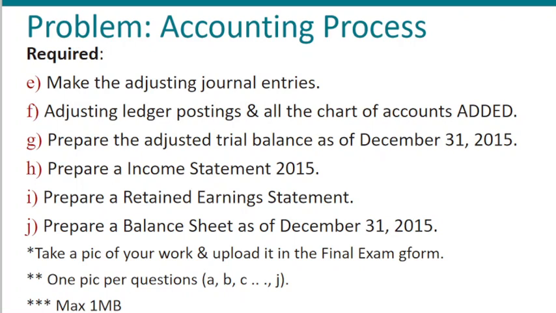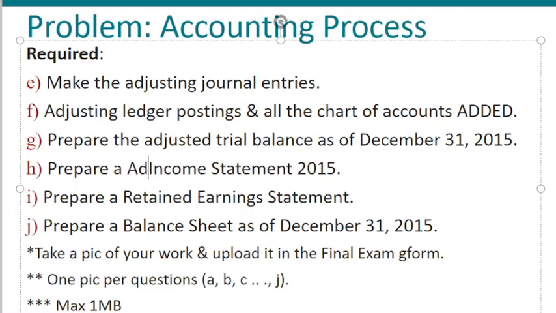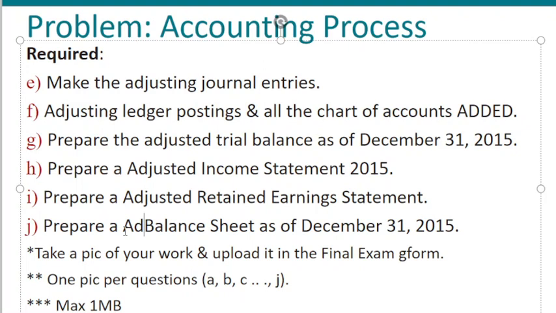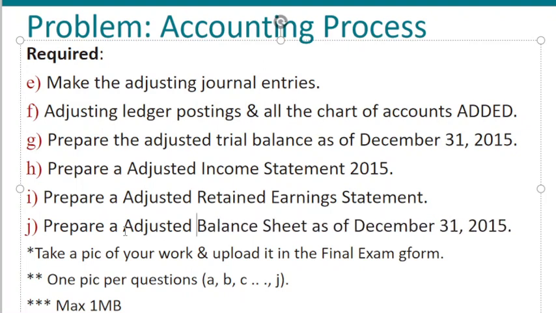Letter H. Prepare the income statement. So this is now the adjusted income statement. So adjusted trial balance, adjusted income statement, and letter I, adjusted retained earnings statement. Lastly, prepare the adjusted balance sheet. So these are adjusted, right? Adjusted income statement, adjusted retained earnings statement, and adjusted balance sheet as of December 31, 2015.